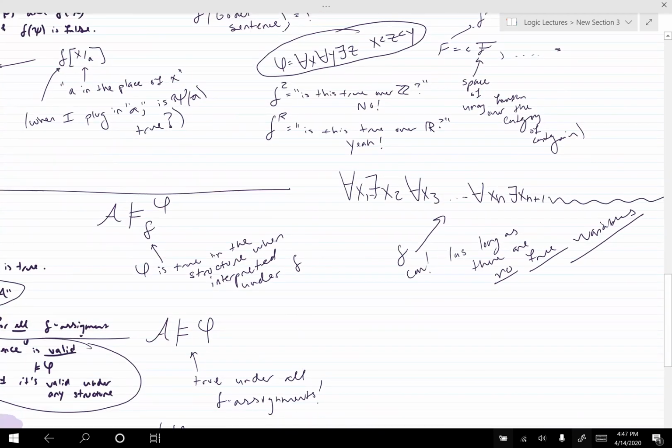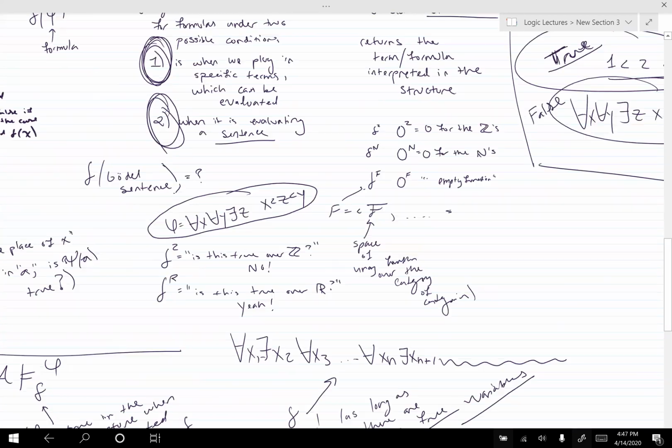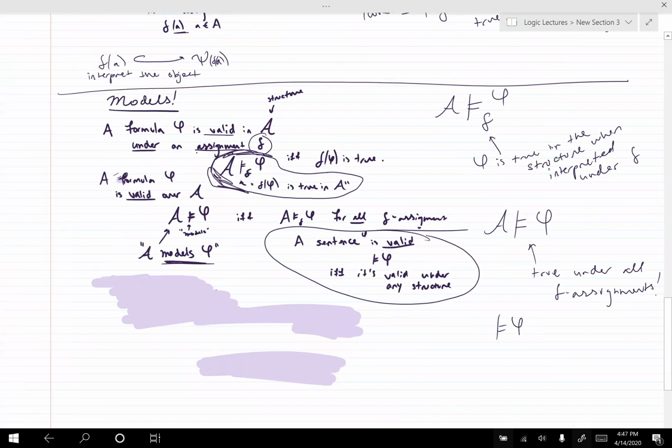Because when we're actually evaluating sentences, we're not plugging in specific terms when we're looking at models. We're looking at sentences, and at when sentences are true in a structure or not. We don't have to worry about checking every delta assignment. This is just building up what it means to model something. So this is more constructive, if that makes sense. I think that's the best way I would characterize it.